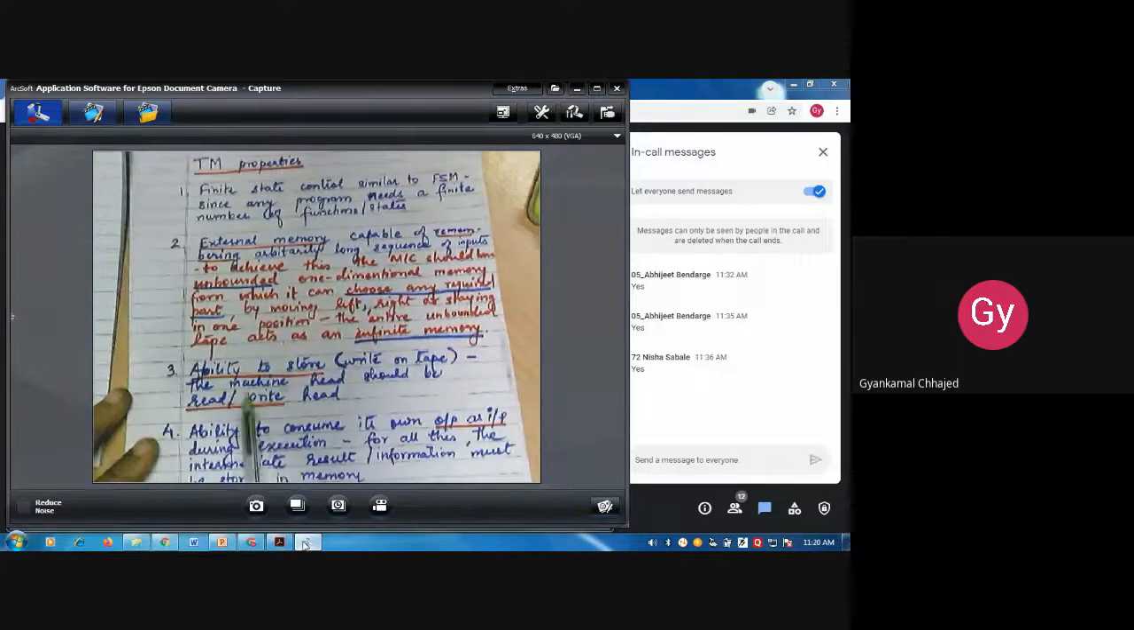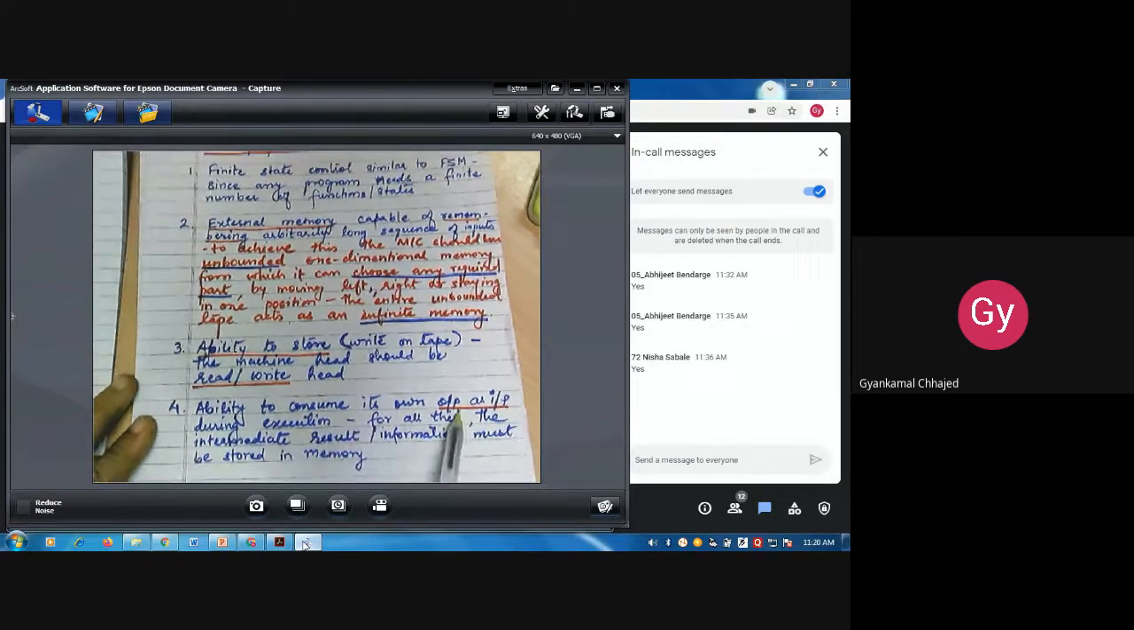Next is the ability to store, that is, write on tape. So whenever we are storing, actually we are writing. So the machine head should be a read and write head. So the read head is modified as a read-write head. Next is the ability to consume its own output as input during the execution.